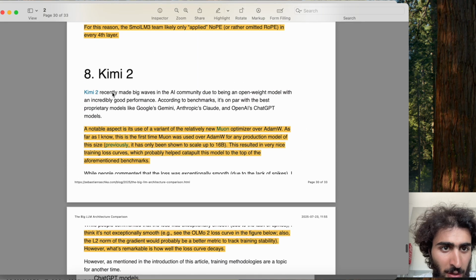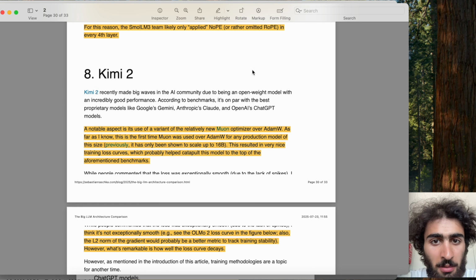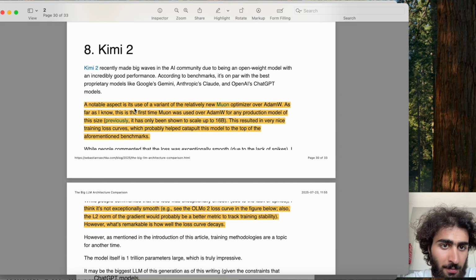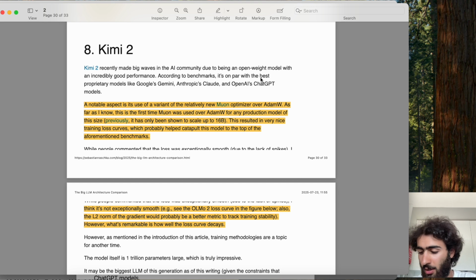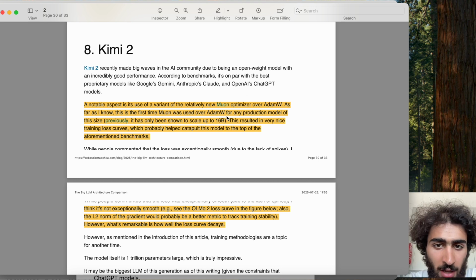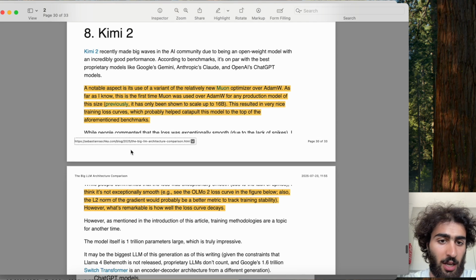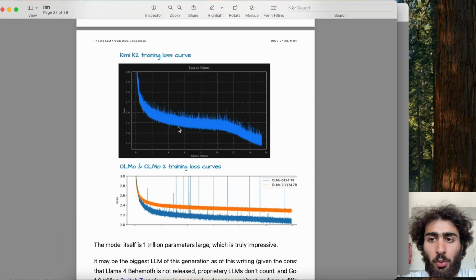Now let's move on to Kimi K2, which made big waves by being the first open weight model, to be honest, to rival the big proprietary models. Of course, there was DeepSeek, but this one is pretty impressive. First of all, it uses the Muon optimizer, which was popularized by Keller Jordan using his speedrunning benchmark, as opposed to Adam with weight decay. And this was the first time it was proved up to scale, with the previous time being only up to 16 million parameters. And it resulted in a very nice loss curve, which has helped the model be at the top of many benchmarks or near the top. And those loss curves you can see here.